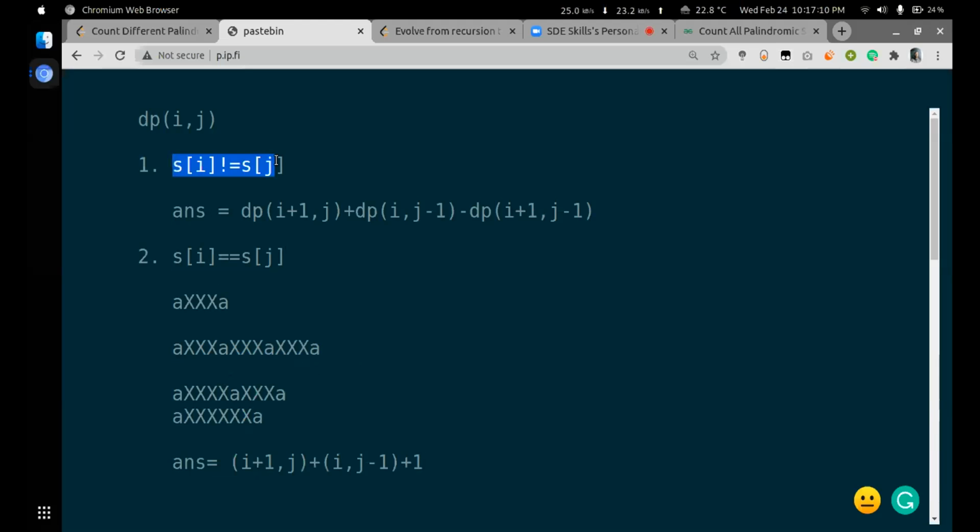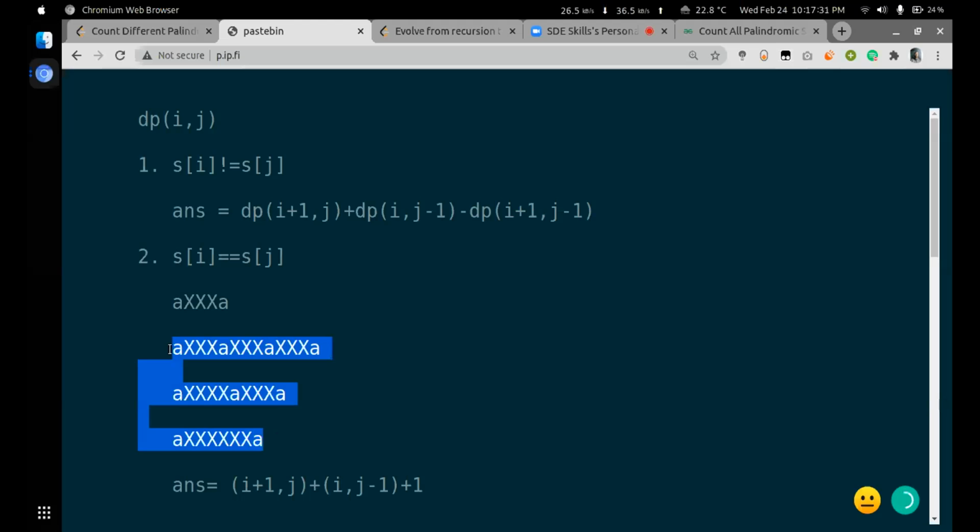But when they are not the same, this will always work, since we take this part, then we take this part, and then we subtract this one. So this logic always works when both the extreme endpoints are not the same. But if they are the same, these are the conditions we need to take care of, since we will be generating too many palindromic subsequences, which will get repeated in our final answer.